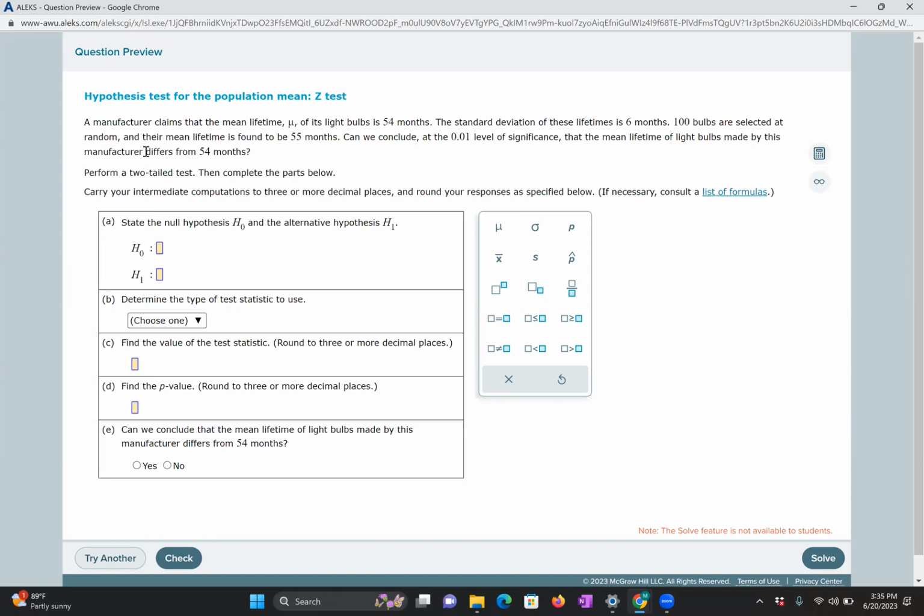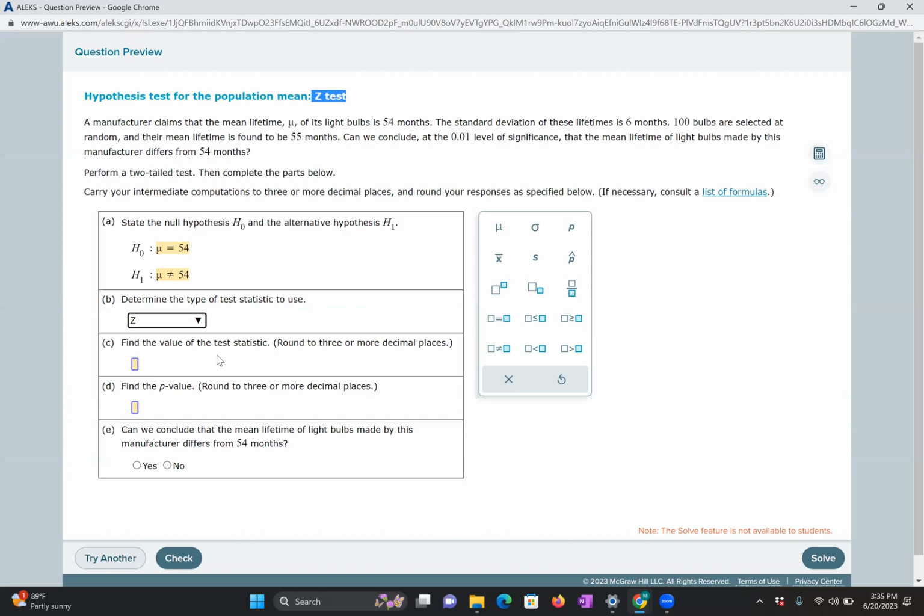Okay, pay attention to this word. This word always comes with this symbol right here where I'm pointing, not equal to. So we're going to start with the null hypothesis, where we say that the mean is equal to 54, and the alternative hypothesis is mu is not equal to 54. Determine the type of test statistic used. Okay, to answer that, just come up here. There it is. It's a z-test.